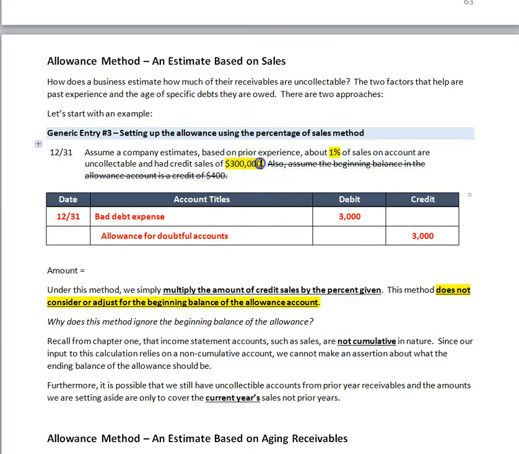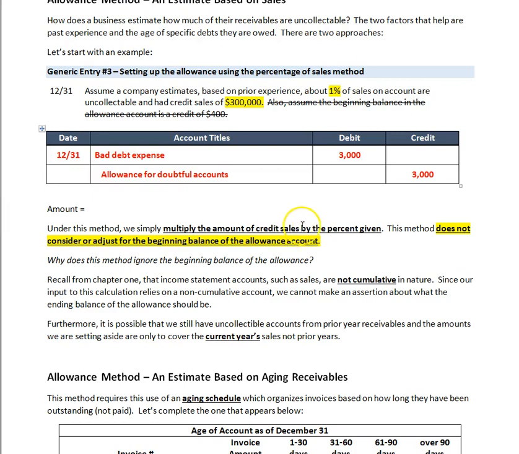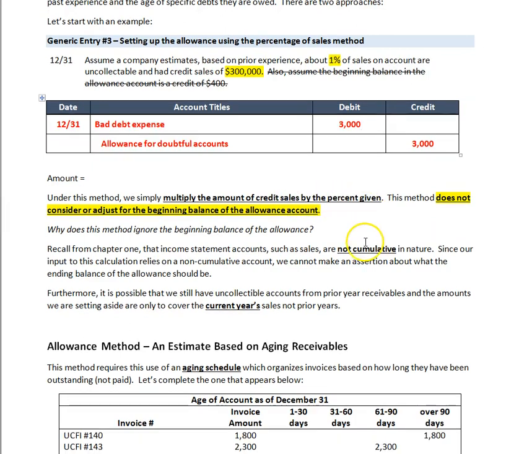On this approach, all we're doing is looking at sales for this period. We're not looking at sales from prior periods, so we can only make assessments about this period. This period we had $300,000 in sales. We expect 1% or $3,000 of them to be bad, so we set that up in the allowance. We don't adjust our ending balance to be $3,000. This is all you do. Multiply the amount of credit sales by the given percentage. So in this case, it was 300,000 times 1%.